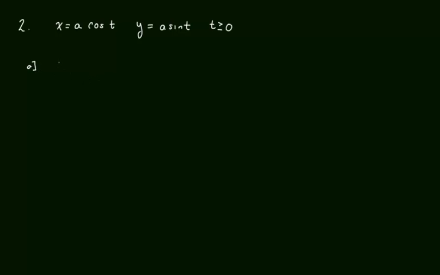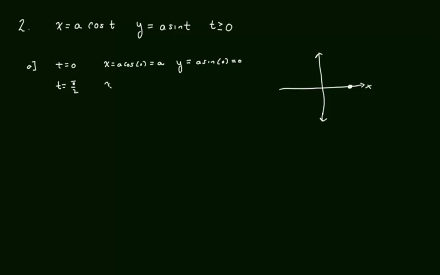So let's plug in t equals 0. Then x is going to be a times the cosine of 0, which comes out to be simply a, and y is going to be a times the sine of 0, which is 0. So that's going to give me the ordered pair a, comma, 0. Let's pick another t. Let's say pi over 2. Then my x is going to equal 0, and my y is going to equal a. So that brings me up here, 0 on the x, a on the y.